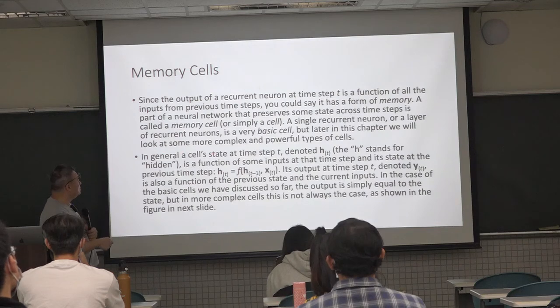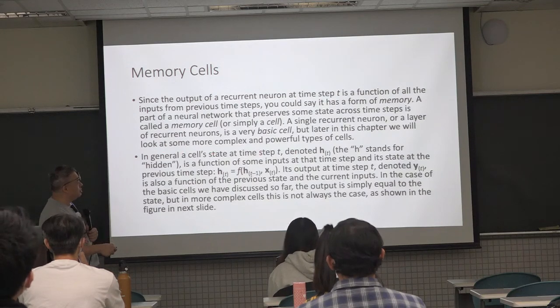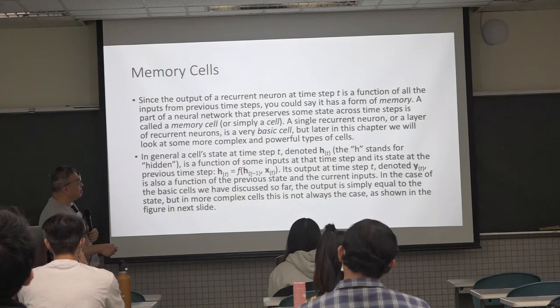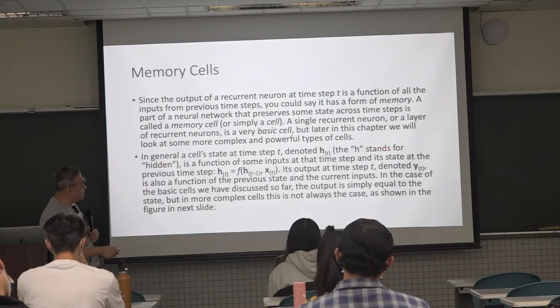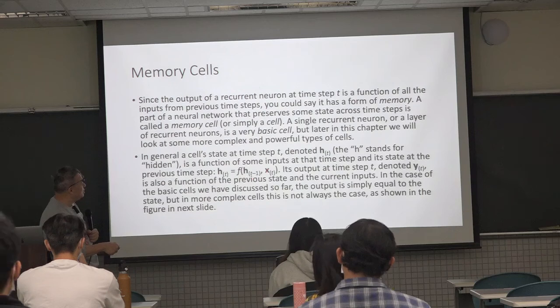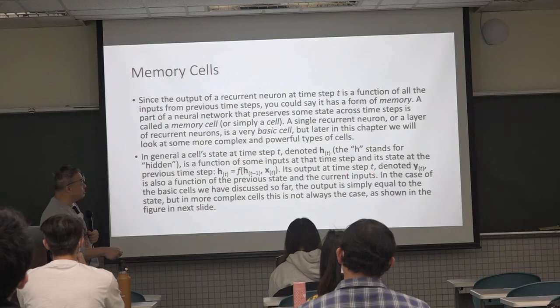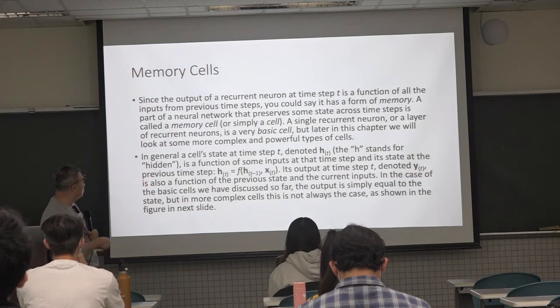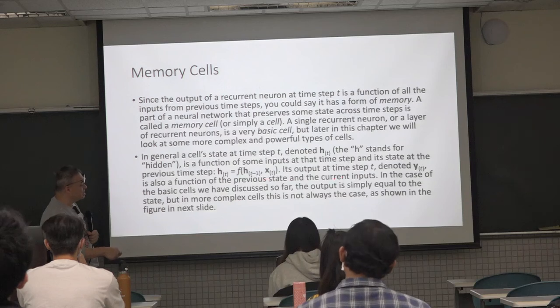So in general, a cell's state at time step t, denoted as h of t, where h stands for hidden because it's a hidden state, is a function of some input at that time step and its state at the previous time step. So ht equals f of ht minus 1 and xt. A lot of the time, the ht will be the same as yt, its output at time step t. It's also a function of its previous state and the current input.